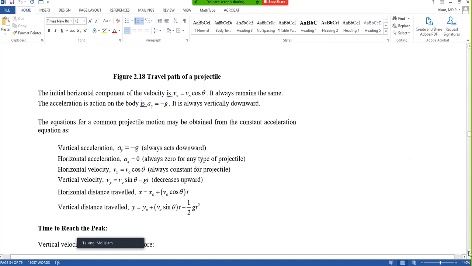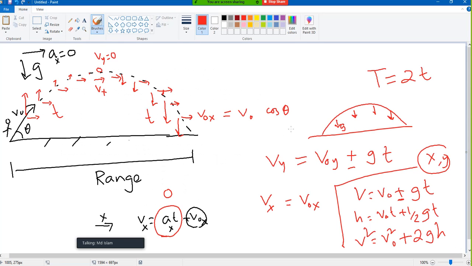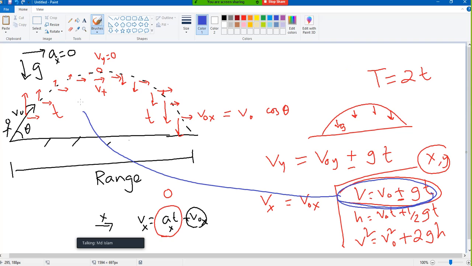Now, next question: what is the time to peak? Time to reach the peak, that means the t. Yes, we can derive it. How can we derive it? If we use this equation, let me take a new color, if we use this equation just in the half of this, then we will find the time to peak.